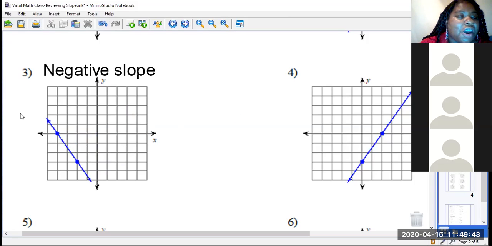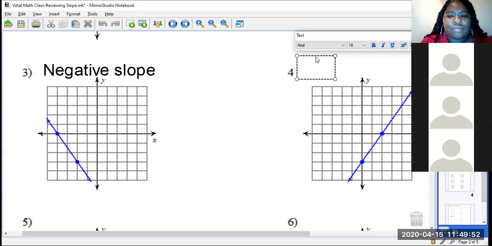So number 4 is a positive slope. Yes, sir. How do we know, Mr. McFadden? That's Miss Hampton. It's going up towards the right. Excellent job.